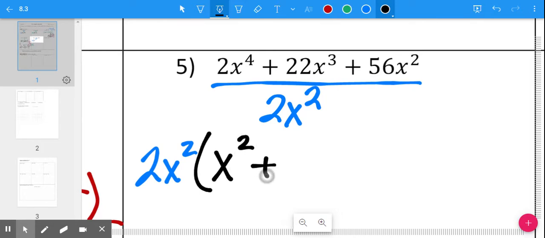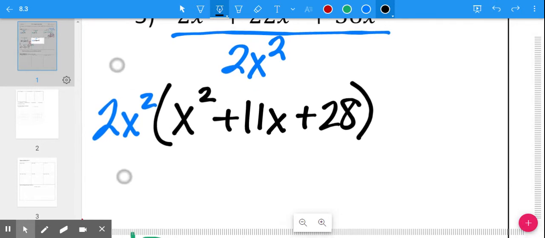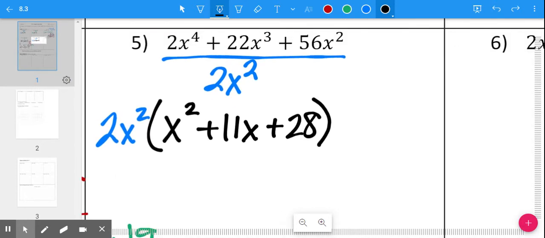22 divided by 2 is 11. X cubed divided by x squared just leaves us with the 1x. And then 56 divided by 2 is 28. X squared divided by x squared is 1. So we are finished with our trinomial. So now we have to factor our trinomial.